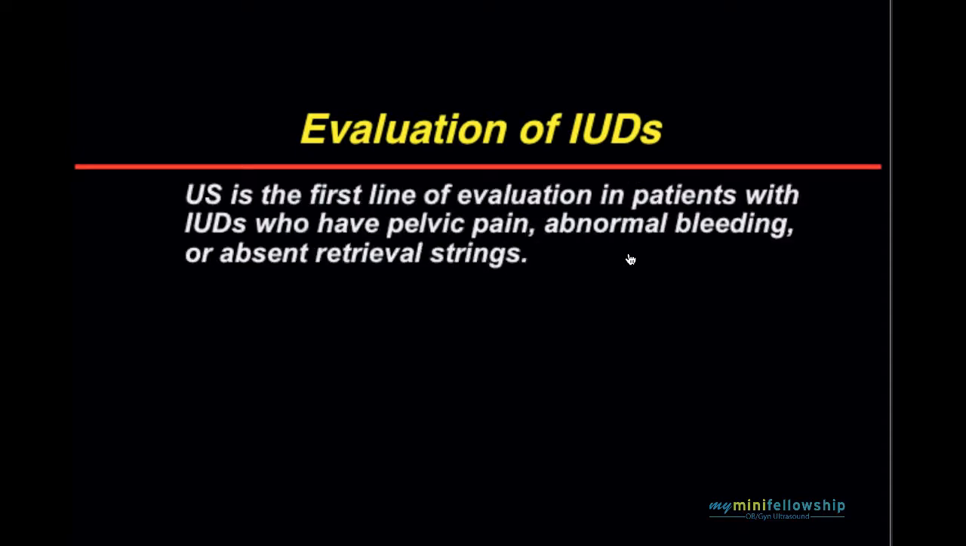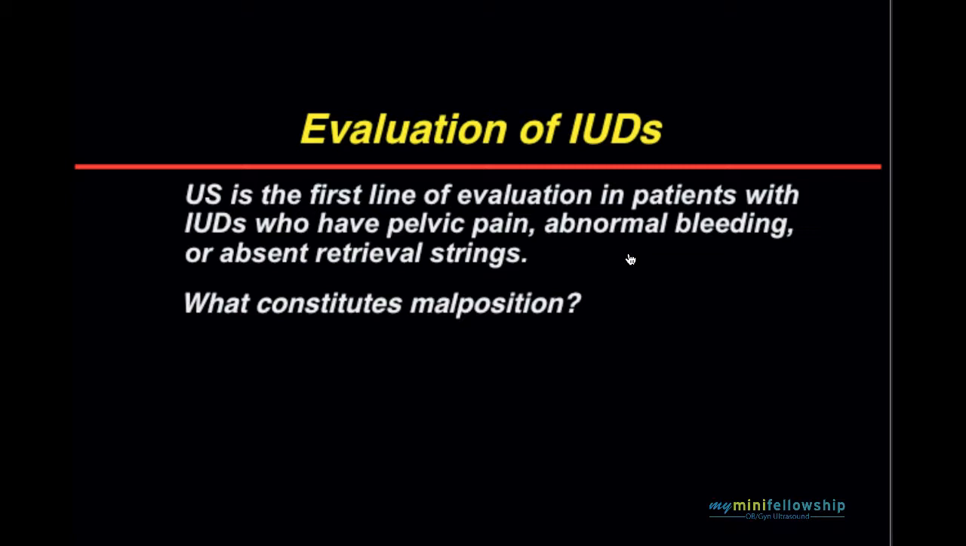And this is certainly one of the most common reasons to do a sonogram on a gynecologic patient. And why do we do ultrasounds on patients with IUDs? Lost IUD string. That's certainly... Pain. Yep, absolutely. Probably other reasons. Okay, so again, everybody agrees that ultrasound is the first line of evaluation in patients who have IUDs who have either pelvic pain or abnormal bleeding, or the gynecologist looks and the retrieval string is not visible.